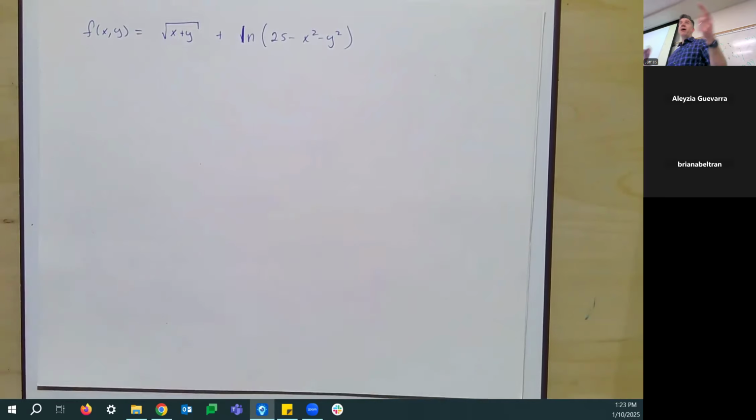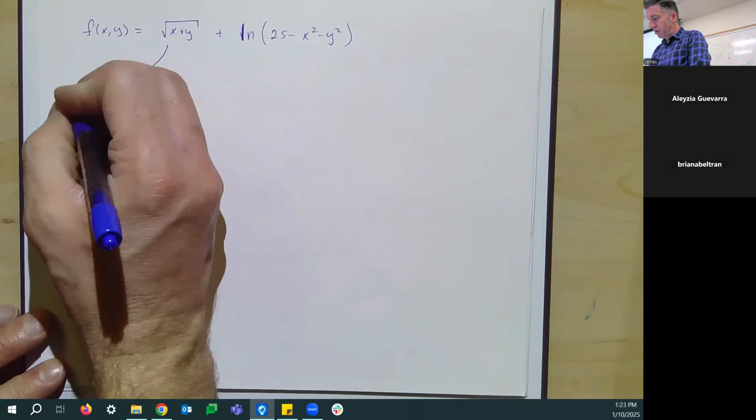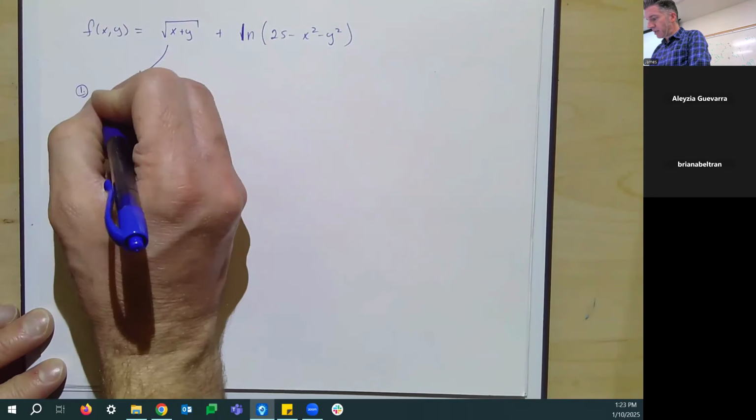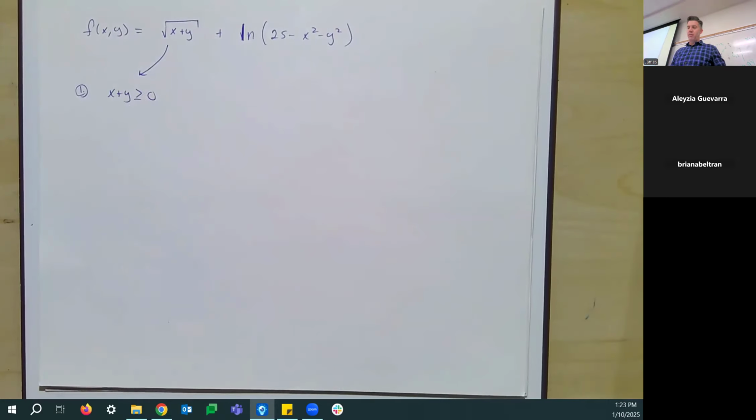So here I have two things I have to account for. I have to account for this square root here. That's going to tell me that x plus y has to be greater than or equal to 0. I was trying to number things, and you guys might know it never really happens for very long. But this is number 2 over here, problem number 3 that we're looking at over here.